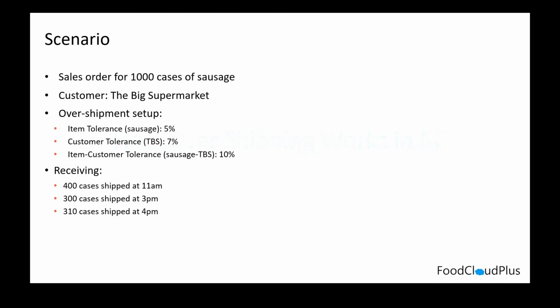Now let's assume that at 11 a.m., we ship 400 cases of sausage to the customer. Then at 3 p.m., we ship 300 cases of sausage to the customer. And finally, at 4 p.m., we ship 310 cases of sausage to the customer. Now, this would mean that the customer is receiving more cases of sausage than what was initially ordered. They would be receiving about 10 additional cases. Normally, we would not be able to complete our sales order as we have exceeded the agreed upon quantity. However, with the overshipping app, we can still complete this sales order despite having shipped an additional quantity.